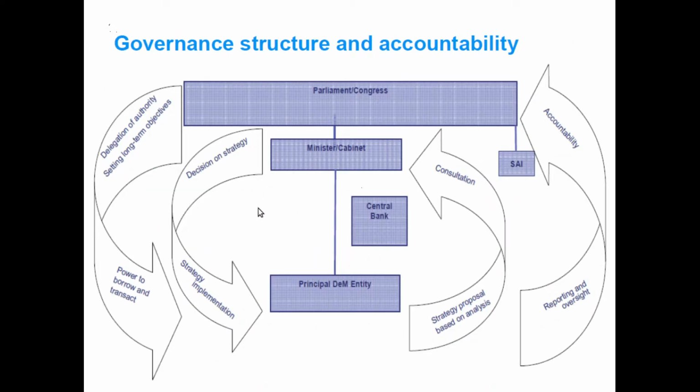So therefore, strong oversight and accountability is needed in the process. And in this diagram, if you can read it, attempted to capture the key aspects of that. Starting right up the top.